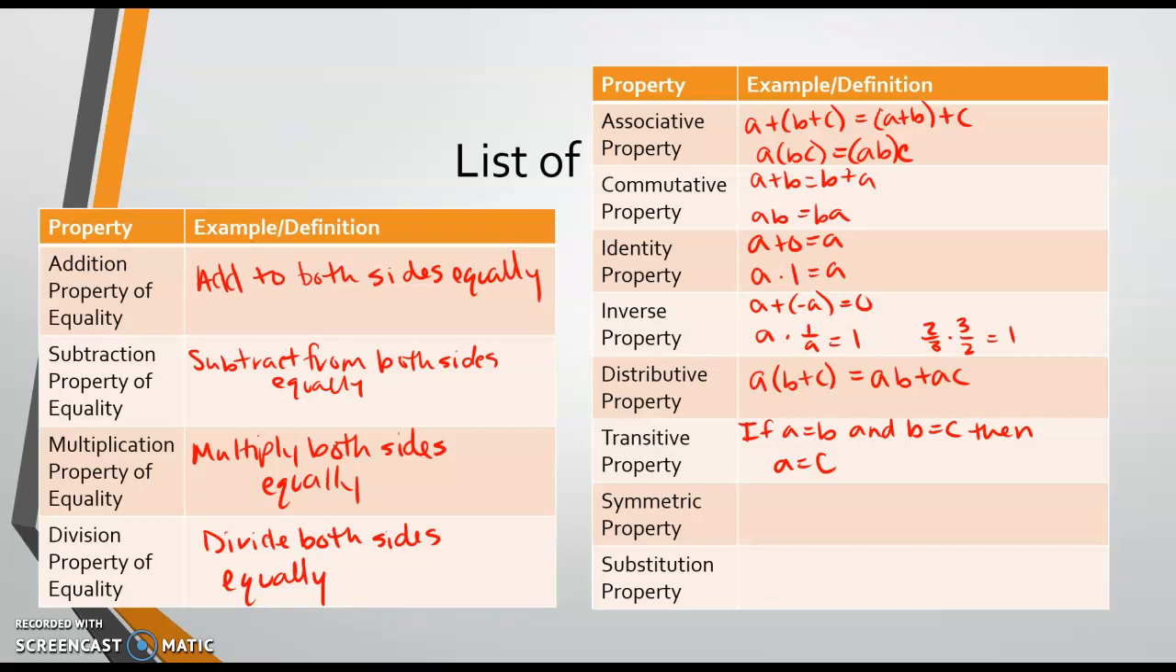All right, and then the symmetric property is similar to the commutative, but it's flipping what side of the equal sign we're on. So if A equals B, then B equals A. So kind of like when we write x equals 3, or the fact that 3 equals x, it's the same thing. All right, and then last one, the substitution property.